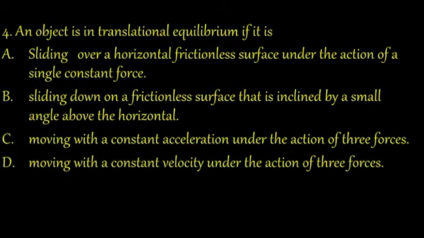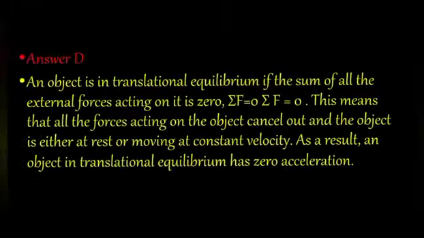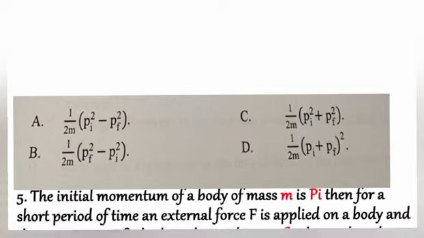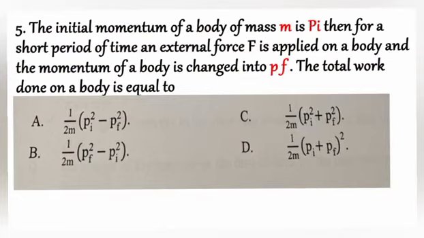So the answer is D. Question number 5. The initial momentum of an object of mass m is momentum initial. Then for a short period of time an external force F is applied on the body and the momentum of the body changes to momentum final. So the total work done on the object is equal to which one?